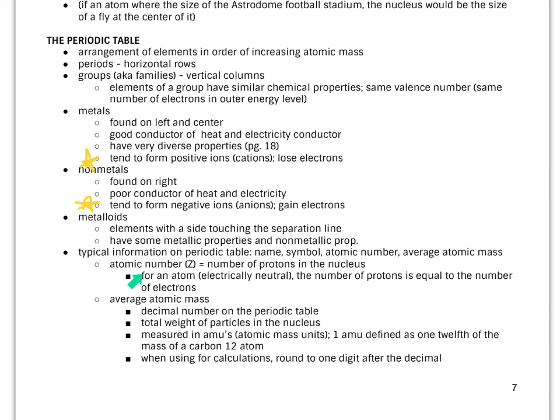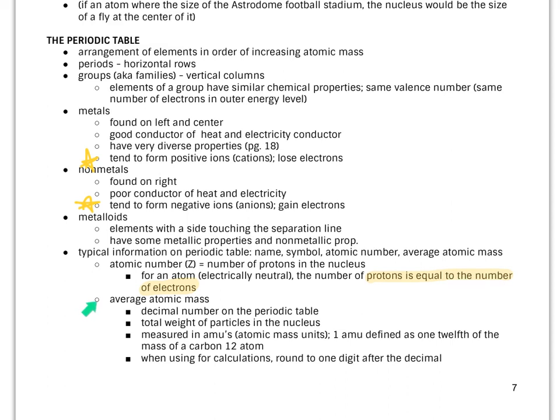And then down here, this sub-bullet says for an atom that's electrically neutral, the number of protons is equal to the number of electrons. Because remember, as a whole, the atom is neutral. So if there are 13 positively charged particles, to make it neutral, there must be 13 negatively charged particles. So just by looking at the box for aluminum, you can tell that it has 13 protons and 13 electrons.